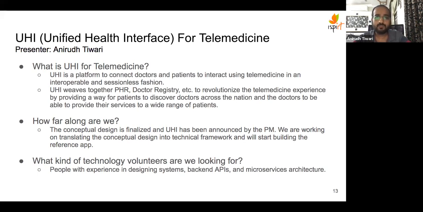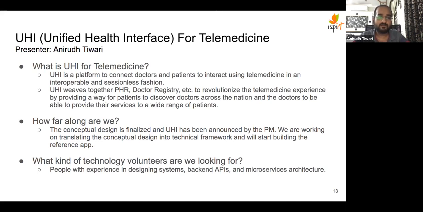How far along are we? We have the basic understanding of the concept that we want to deliver, the use cases and the kind of problems that we want to solve for, and it has already been announced by the PM. Having said that, from a technical point of view, we are figuring out a way of laying down the technical framework and building the system from scratch.